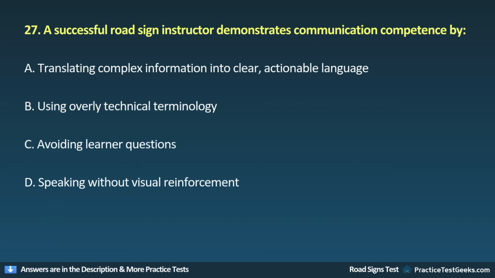27. A successful road sign instructor demonstrates communication competence by A. Translating complex information into clear, actionable language. B. Using overly technical terminology. C. Avoiding learner questions. D. Speaking without visual reinforcement.